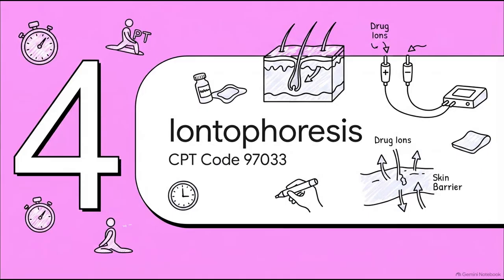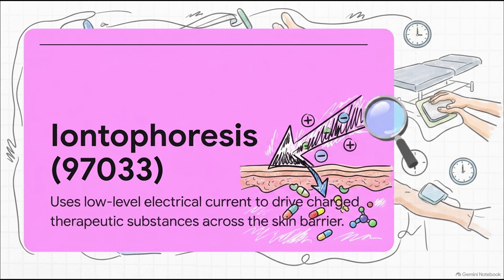Which brings us to Section 4, Iontophoresis, CPT code 97033. Now, what's really interesting here is how iontophoresis fundamentally changes our traditional view of a physical therapy modality.